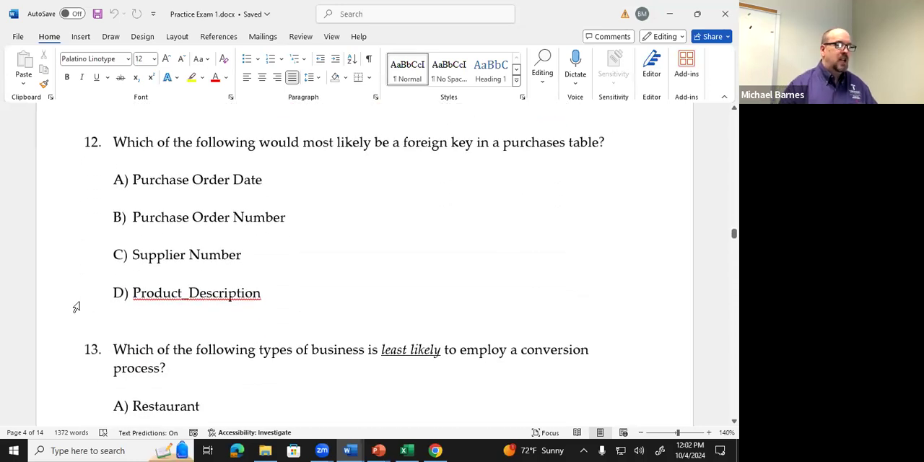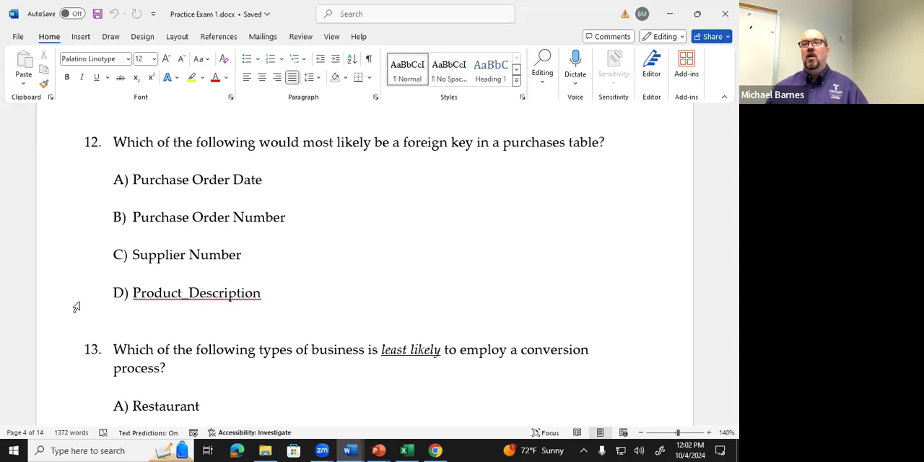Which of the following would most likely be a foreign key in the purchases table? So again, foreign key is a primary key in a separate table used to link the purchases table to that table. So it's not going to be something that occurs natively in the purchases table. It's going to be a describer from another table. So purchase order date, purchase order number, product description, those all sound like something that, well, actually the first two, those would be purchase table.